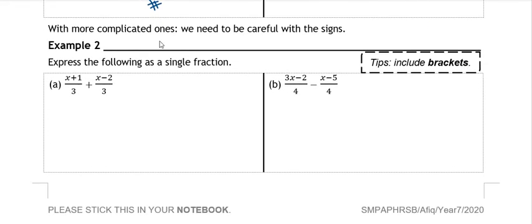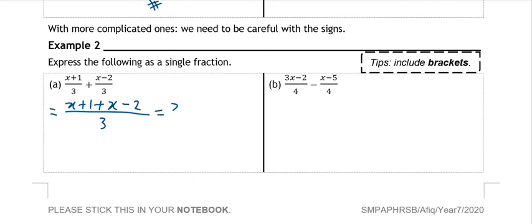Alright, with more complicated ones like this, you have to be careful with the signs, especially when you see negatives. My tip is that you include brackets. But let's do part A first. Here you have the same denominator already, over 3. And then x plus 1 on the left side, and then plus in between. Plus doesn't really affect this one, because here it's plus x, and plus meets minus will give you minus. So x plus 1 plus x minus 2.